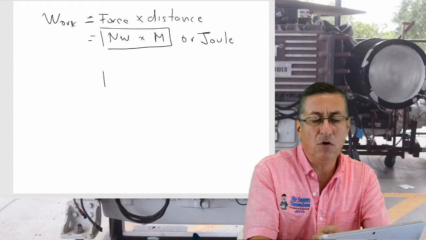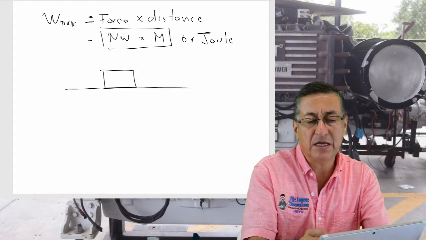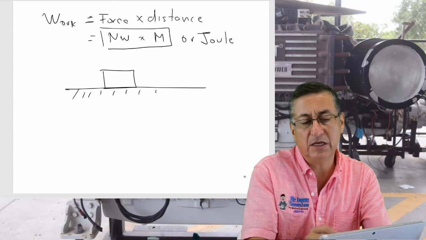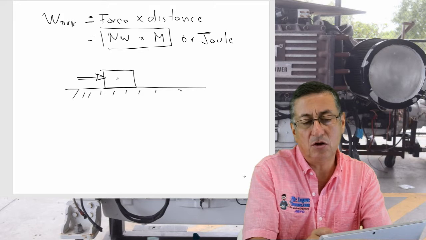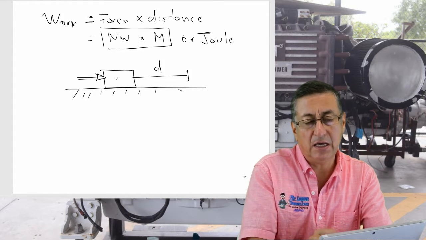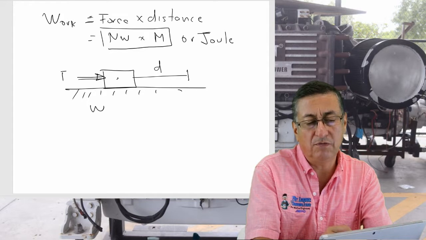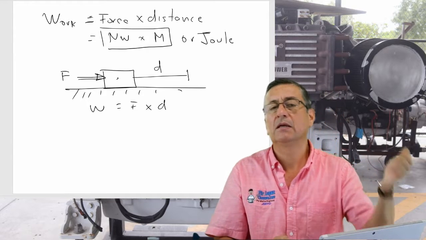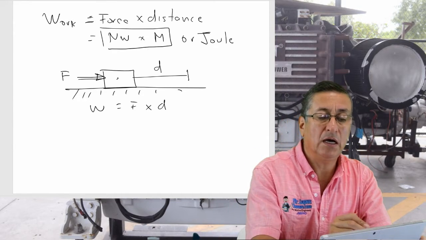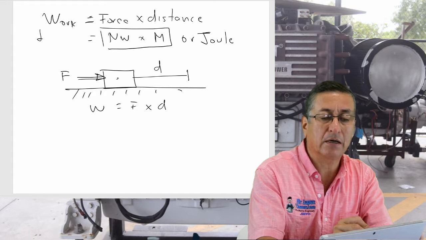It is the force that you apply. This is an object, this is the ground, and this is the force that you apply on the object in order to move the object some distance. And the work is equal to the force applied times the distance. It's simple. The work is linear.